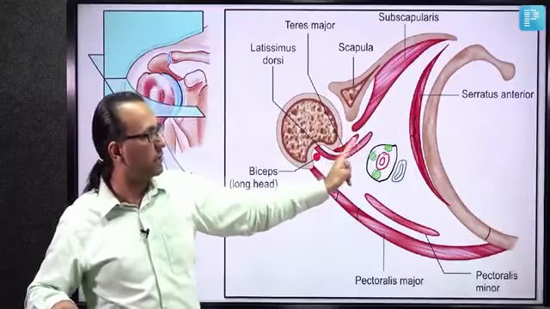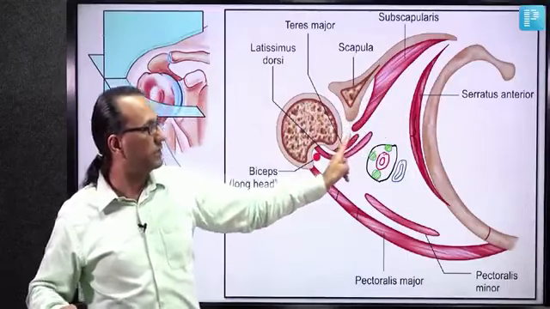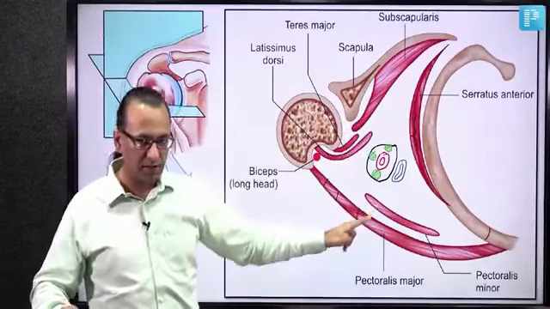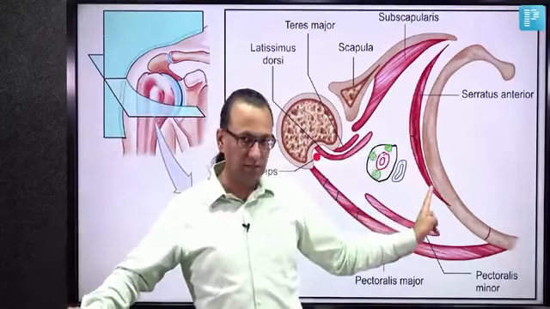These three muscles form the posterior wall of the axilla: subscapularis, latissimus dorsi, and teres major. Two muscles form the anterior wall of the axilla: pectoralis major and minor. And one muscle forms the medial wall of the axilla, which is the serratus anterior muscle.